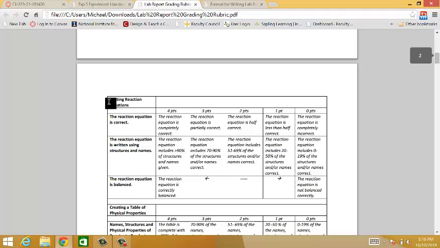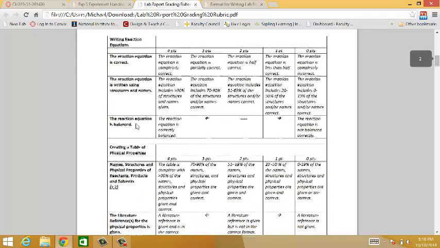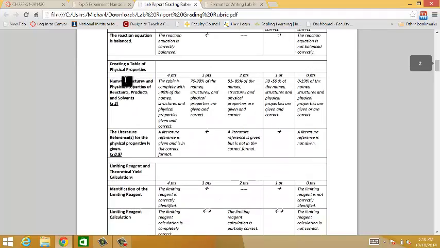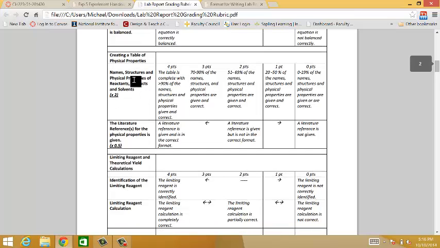Did we write reaction equations? Nope. So, creating a table of physical properties. The names, structures, and physical properties of solvents. So, is the table complete? Did you include all of the names, structures, and then the appropriate physical properties? What are appropriate physical properties? Things that you actually need to know for the experiment.